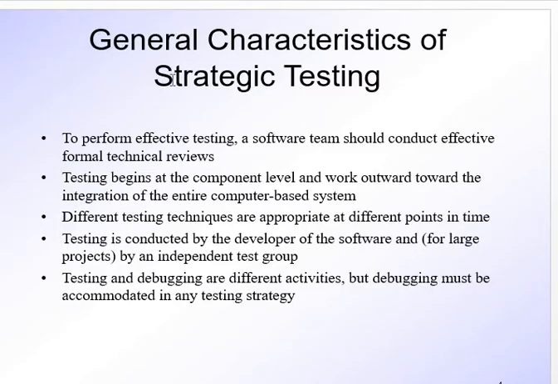Then the general characteristics of software testing strategies: to perform effective testing, a software team should conduct effective formal technical reviews. Testing begins at the component level and works outward toward the integration of the entire computer-based system. So, to perform proper testing, the whole software team should come together and do a proper technical review of the code. Now what exactly is a technical review?